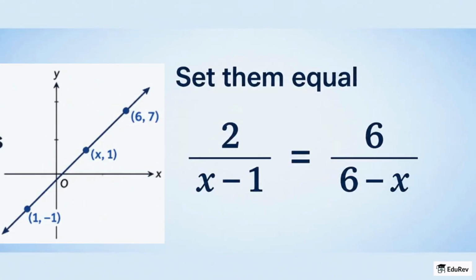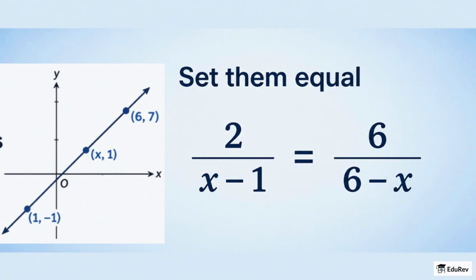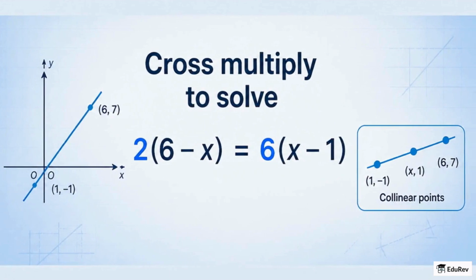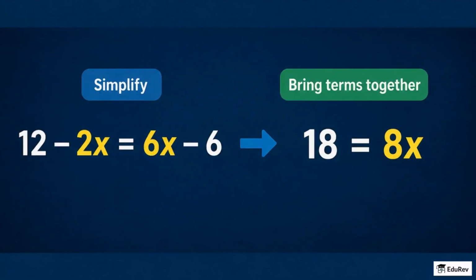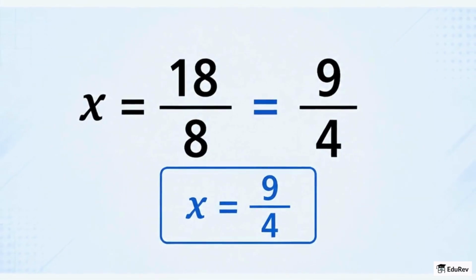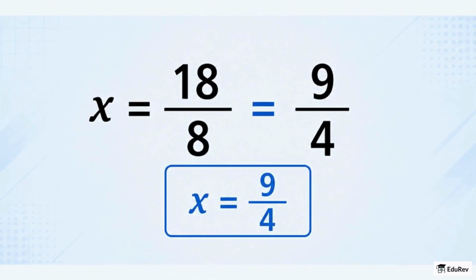Set them equal. 2 divided by (x minus 1) equals 6 divided by (6 minus x). Cross multiply to solve. 2 times (6 minus x) equals 6 times (x minus 1). Simplify to get 12 minus 2x equals 6x minus 6. And then bring terms together to get 18 equals 8x. So x equals 18 divided by 8, which simplifies to 9 divided by 4.